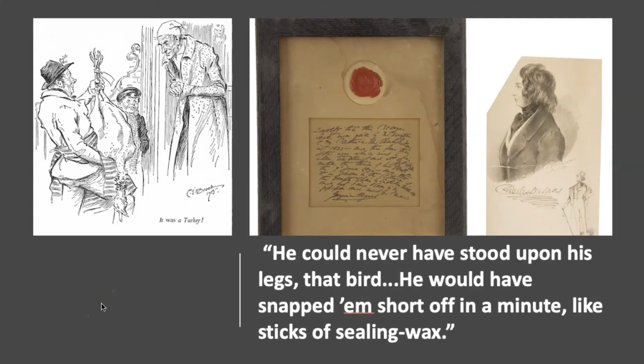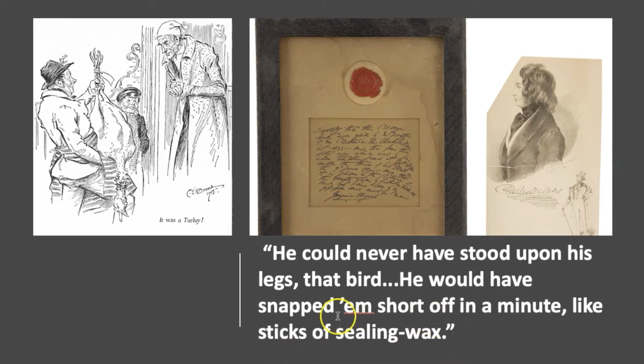Dickens then uses the narrator to have a little joke with the audience again. So this is the narrator's description of the turkey. "He could never have stood upon his legs, that bird." Now, there was no battery farming in Dickens' day, so obviously the only way that this turkey got about was standing on its own legs. So this again is totally hyperbolic, and the audience would enjoy that, but recognise it as an exaggeration. "He would have snapped them short off in a minute, like sticks of sealing wax."